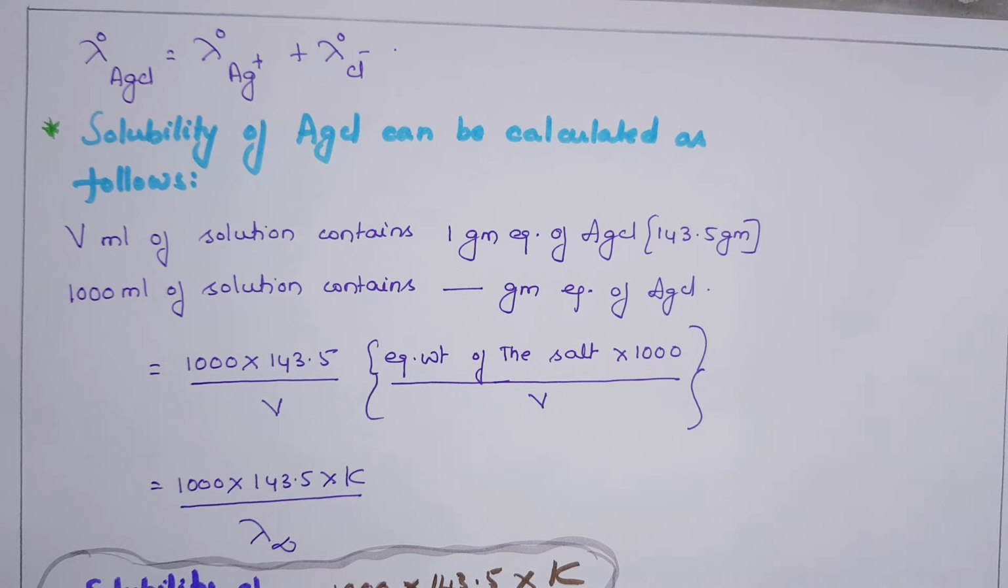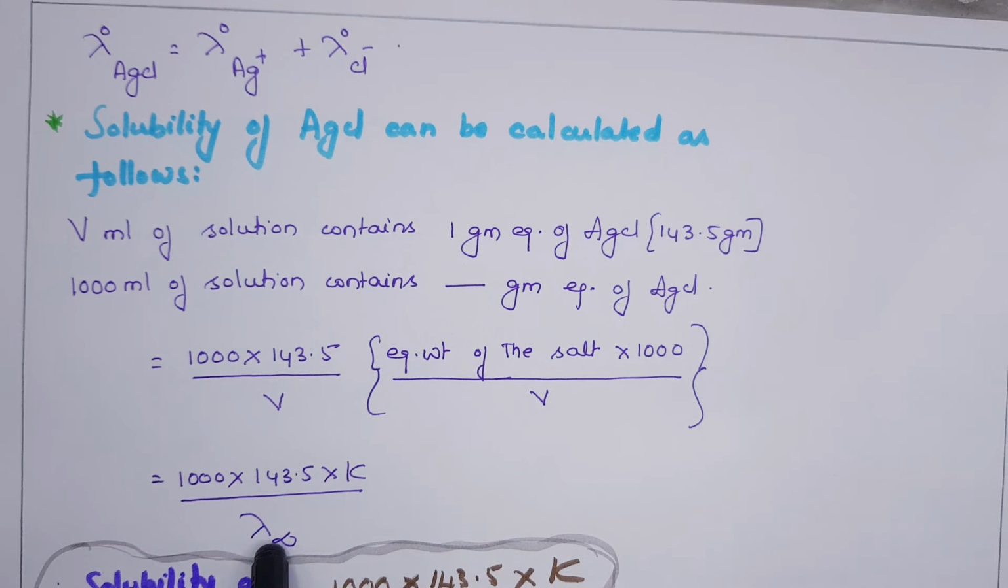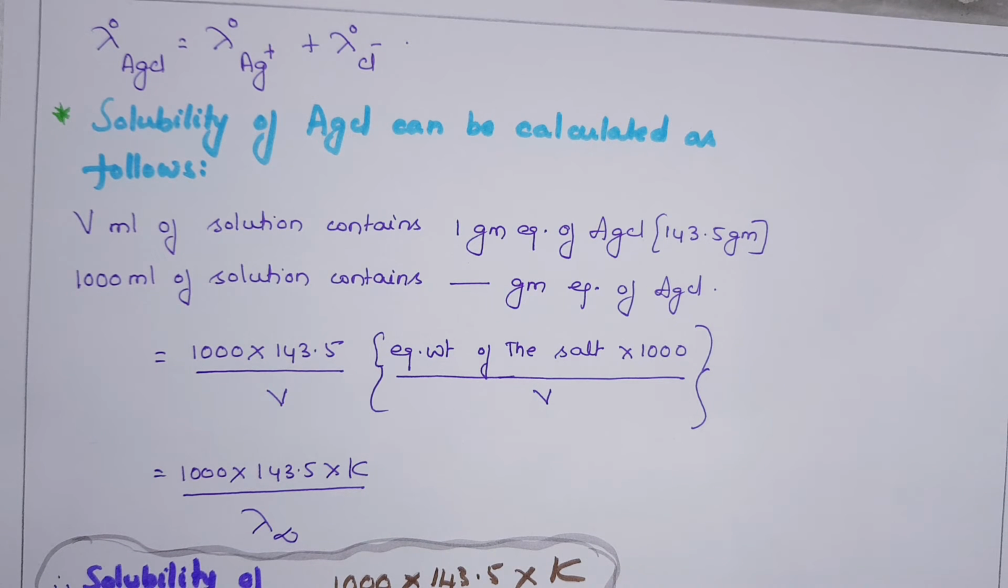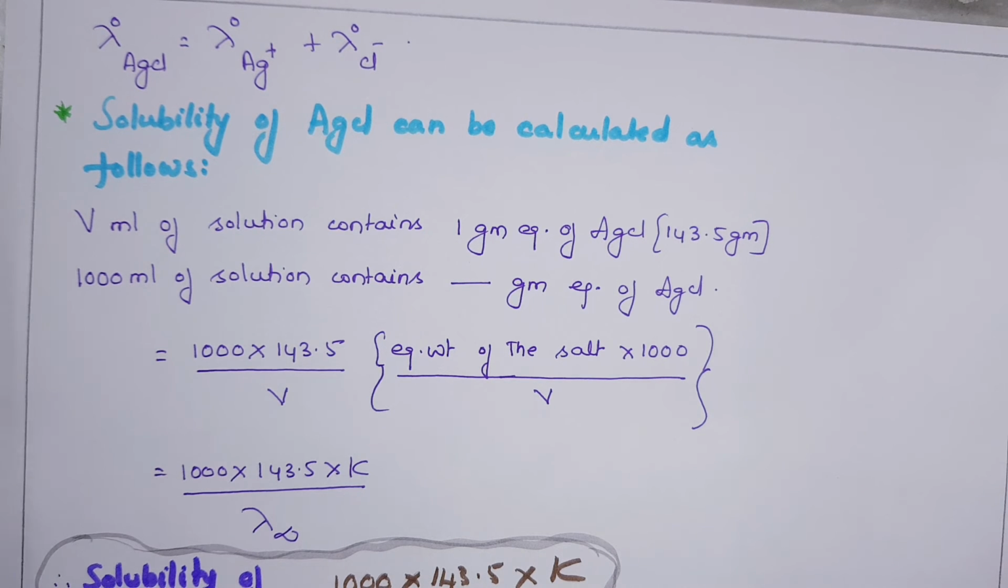What are we learning? Solubility of AgCl. So this is lambda infinity of AgCl. Lambda infinity of AgCl means what? It is equal to lambda infinity of Ag plus lambda infinity of Cl minus.